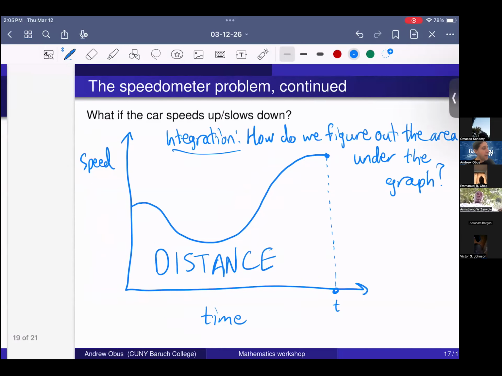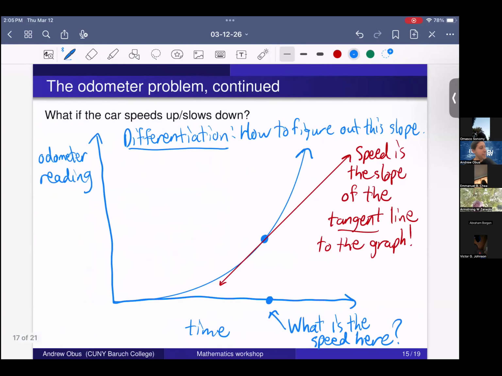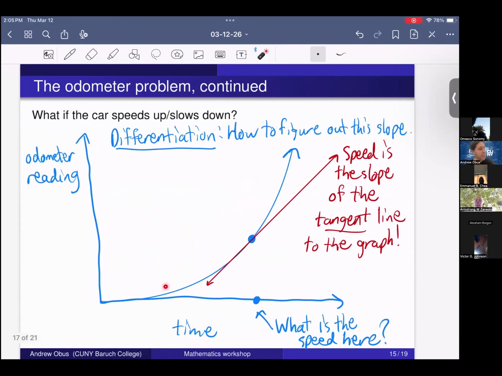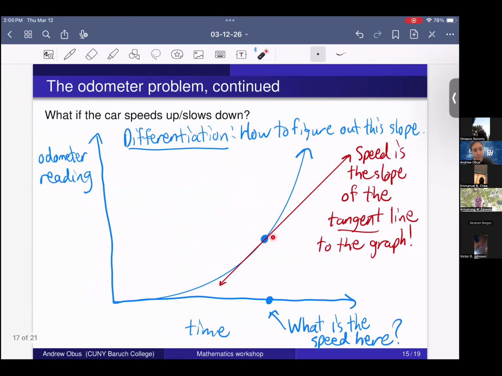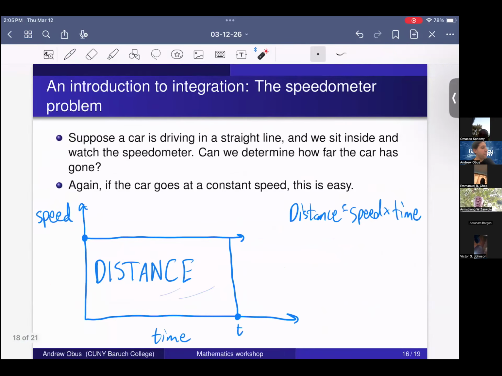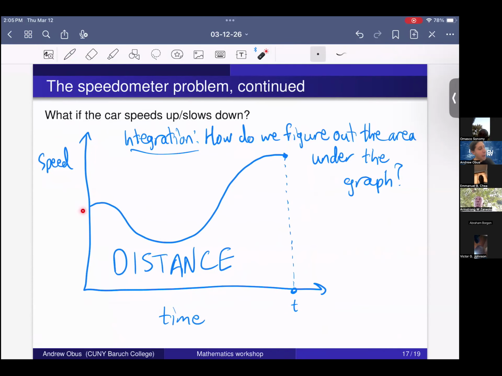Okay, so we have these two kind of geometric problems. One is, how do we figure out the slope of a tangent line to a curve? And the other problem is, how do we figure out the area under a line that might be curved, right? These are not regular geometric figures. The way you solve the first problem is called differentiation. The way you solve the second problem is called integration.